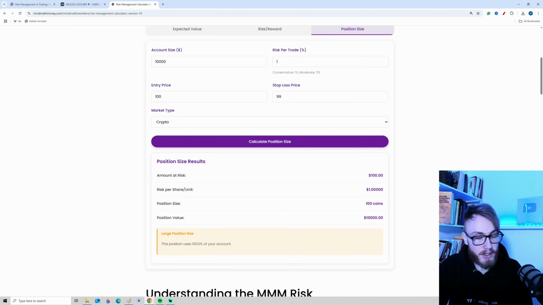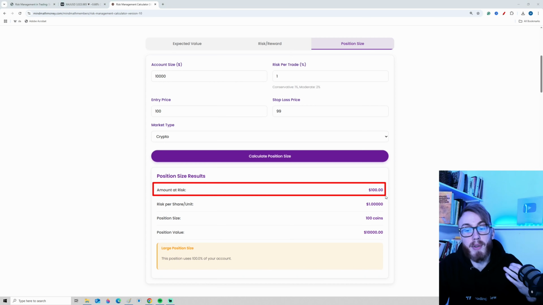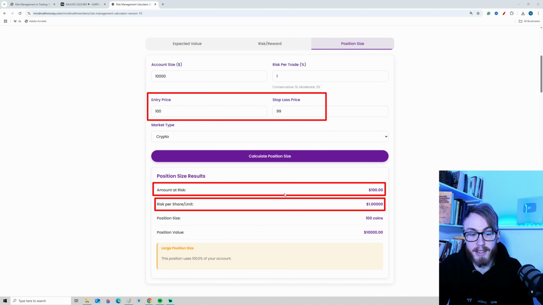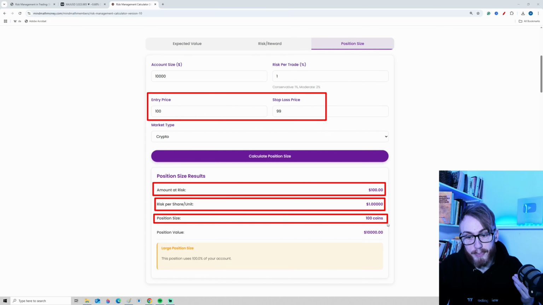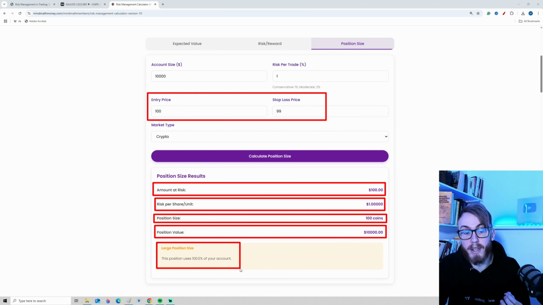Now, just like that, you will see first of all how much you risk. We risk $100 because that's 1% of $10,000. You also get the risk per unit, and that is $1 because of our entry price and stop loss. Our position size is a total of 100 coins, and our position value here is actually $10,000. And here you get an automatic warning that this position uses 100% of our account, and that might not be optimal.